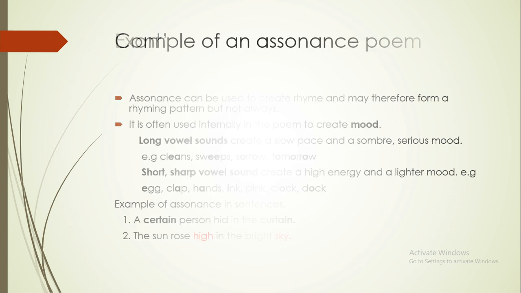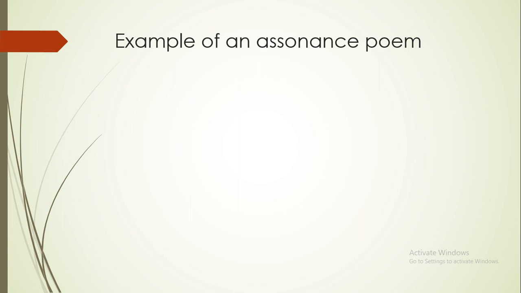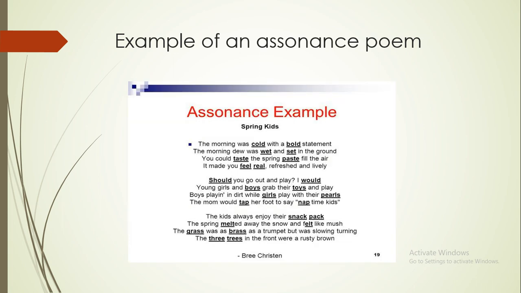Now let's carry on and see an example of an assonance poem, and see how the writer decided to use assonance in this poem. The assonance in this poem has already been identified by being bold and underlined. I will guide you through the poem so that you can read it together.